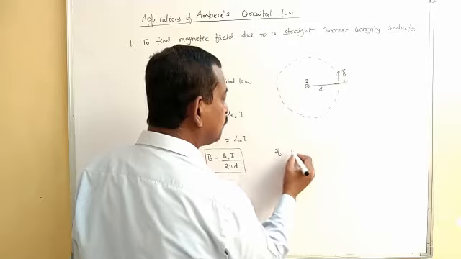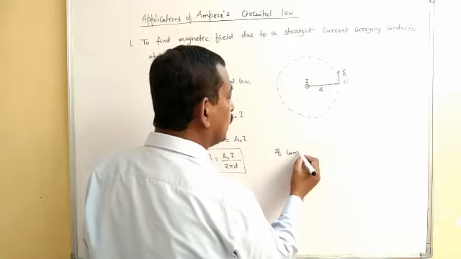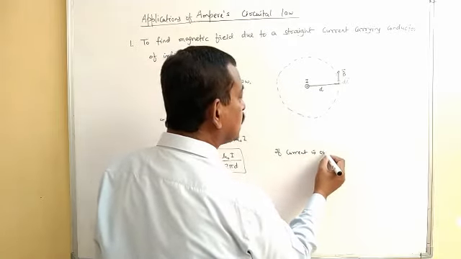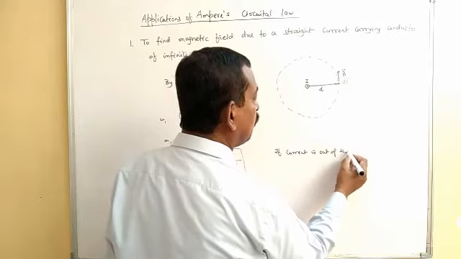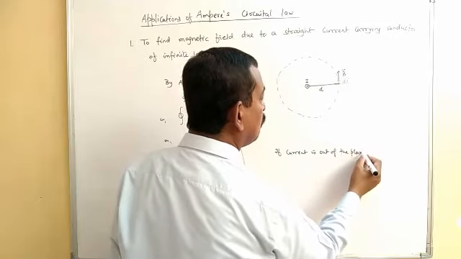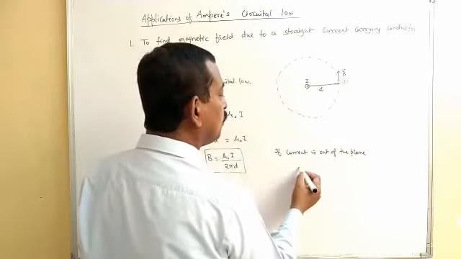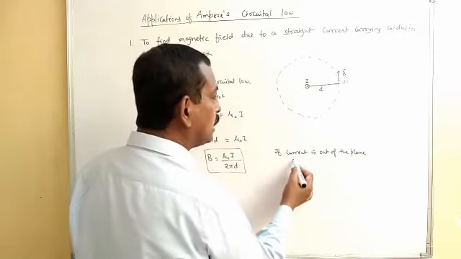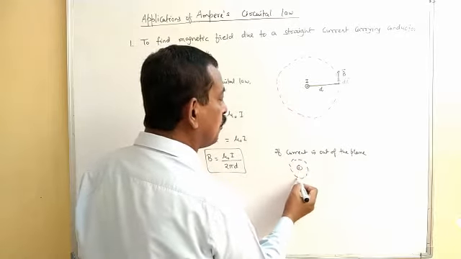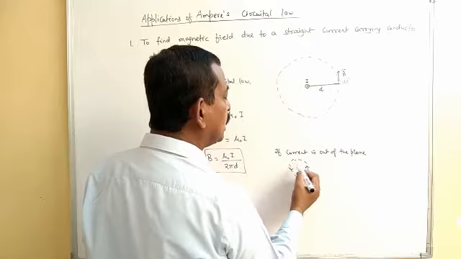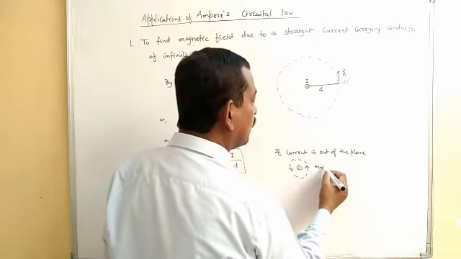So if the current is out of the plane, for this case, then the magnetic field will be in the anti-clockwise direction.